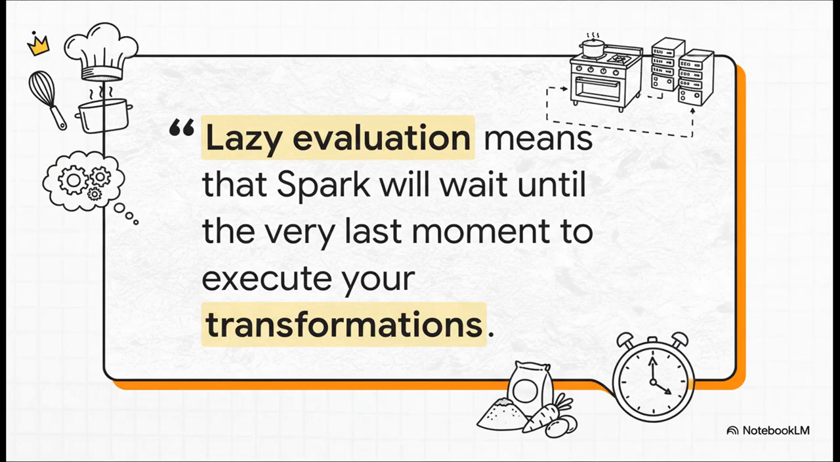This quote from the source material really sums it up perfectly. By waiting, Spark can look at the entire data flow from end to end and make these incredible optimizations. For example, if your final step only needs one single row of data, Spark is smart enough to figure that out and only fetch that one row from the very beginning. So instead of reading a terabyte of data, it reads a few kilobytes. I mean, that's the difference between waiting for hours and getting your answer in milliseconds. It's a real game changer.